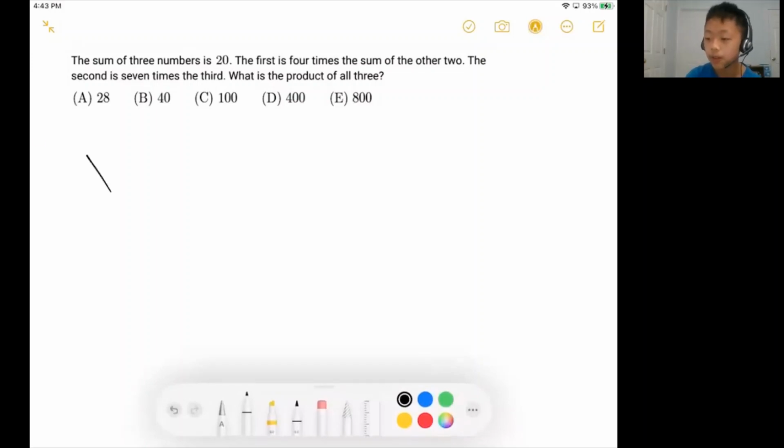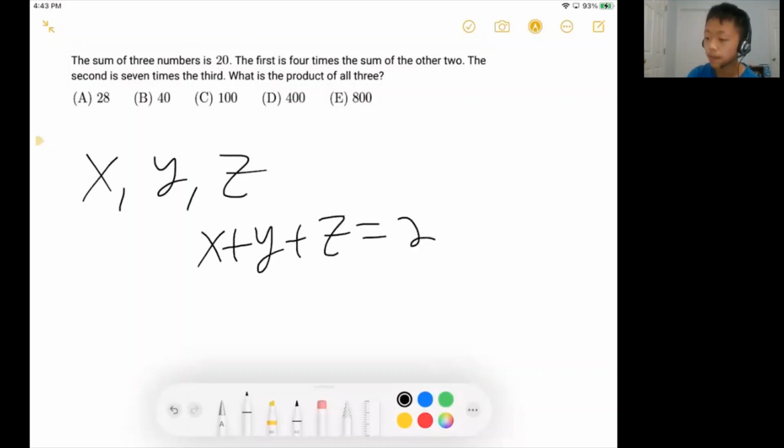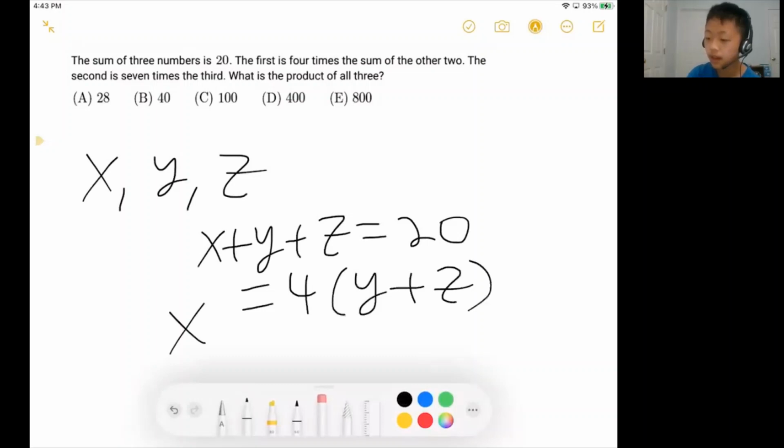We have three numbers, so we call them x, y, and z. We know that the sum of the three numbers is 20, so x plus y plus z is 20. We know that the first is 4 times the sum of the other two. The first one is x, and it's equal to 4 times the sum of the other two, so x equals 4 times (y plus z). And then we also know that the second is 7 times the third, so y equals 7 times z.